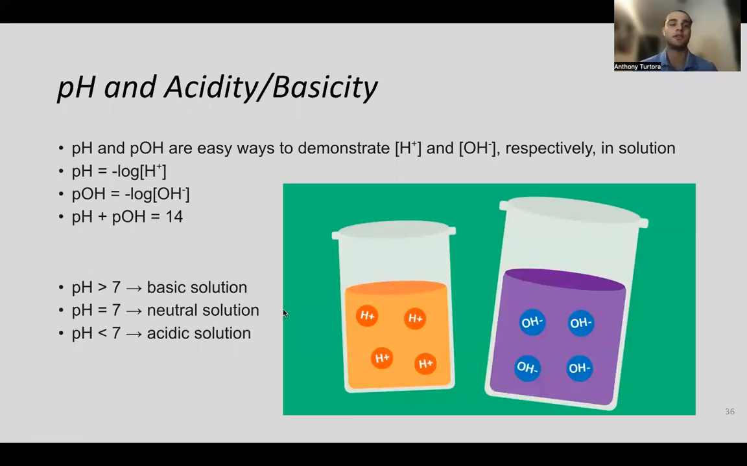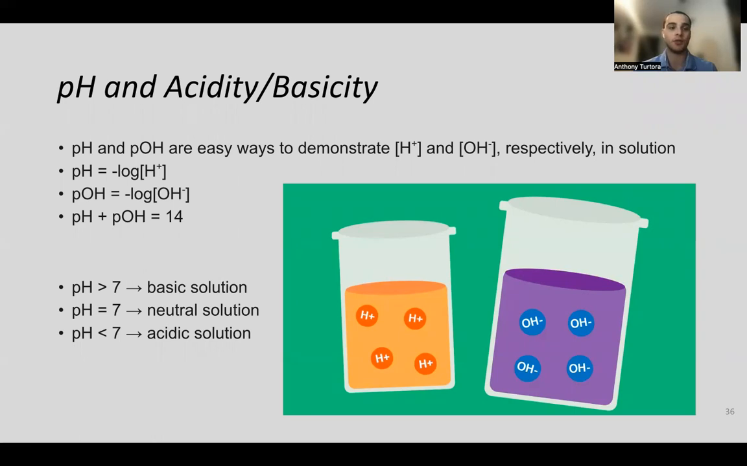So now talking specifically about pH and relating that to acidity and basicity, our pH and our pOH are easy ways to demonstrate H plus and OH minus concentrations. And that is the same reason that when we discussed pKa and pKb with our Ka and Kb, it's just an easier and cleaner way to look at these numbers. The relationship between pH and H plus concentration is pH is equal to the negative log of H plus. For pOH, it is pOH is equal to the negative log of OH minus. And as we discussed, the pH plus pOH equals 14.